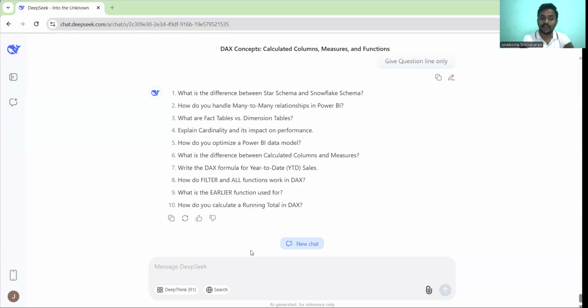An example for a calculated column is profit equals sales of revenue minus sales of cost. Here we are getting the profit by subtracting the cost amount from the revenue in the sales table. The example for a measure is total sales equals sum of sales amount. In this, we are summing the sales amount values in the sales table. This is about the difference between calculated columns and measures.